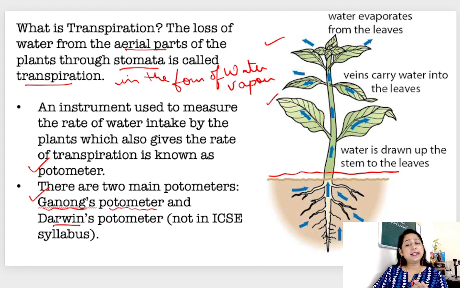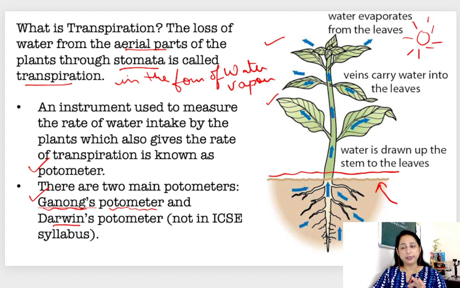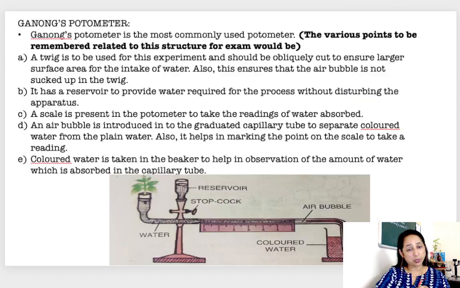Herein this diagram gives just a gist of transpiration. What happens? Roots absorb water and then water is drawn up into the stem towards the leaves. When it reaches the leaves, the water tends to move out due to the sunlight or the heat which is there outside. We'll be talking about the various factors later in the video. But heat is the main factor which leads to transpiration. So the water is lost from the leaves. This is the excessive water which is lost.